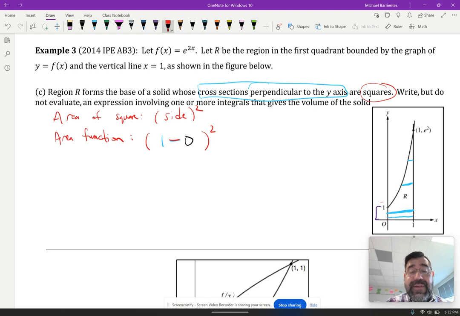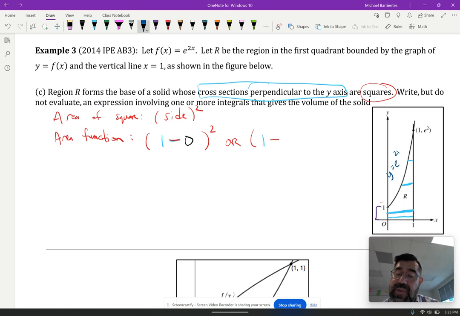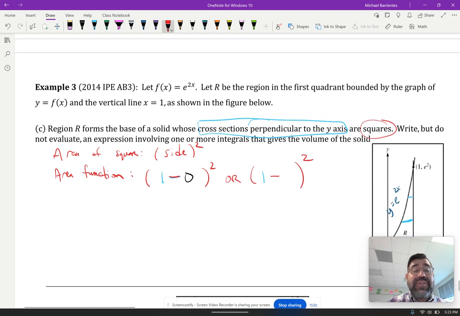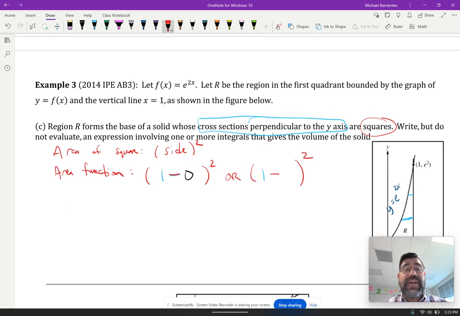But then there's a second, or once I get over here, I have to do 1, because that's the right side, minus whatever the function is. Now, what was the function? The function was y equals e to the 2x. Except since I'm doing cross sections perpendicular to the y-axis, I need to rewrite this function in terms of y, right? So not in terms of x, but in terms of y.